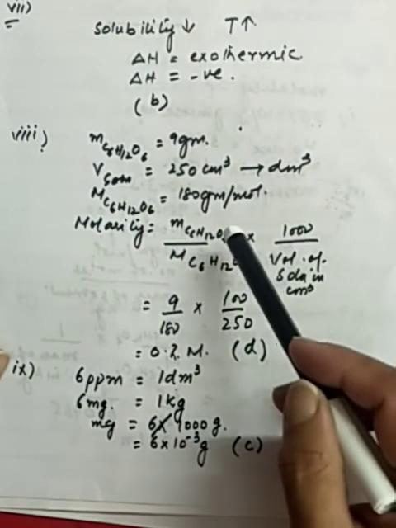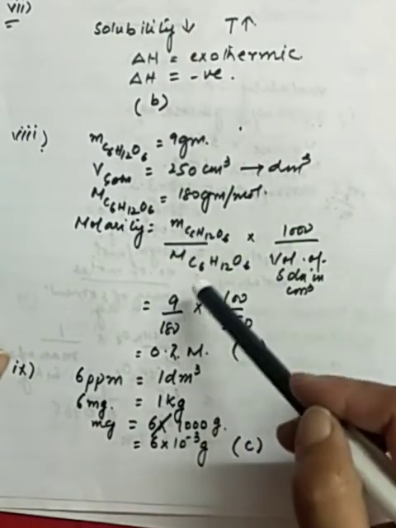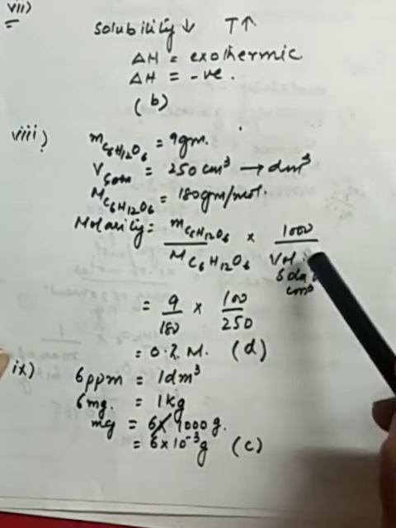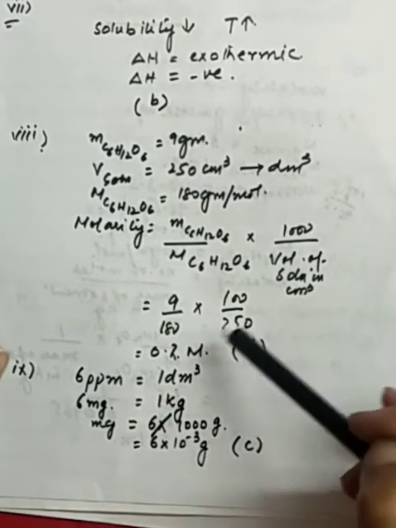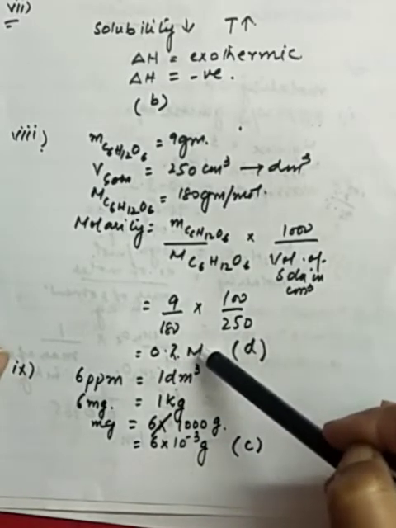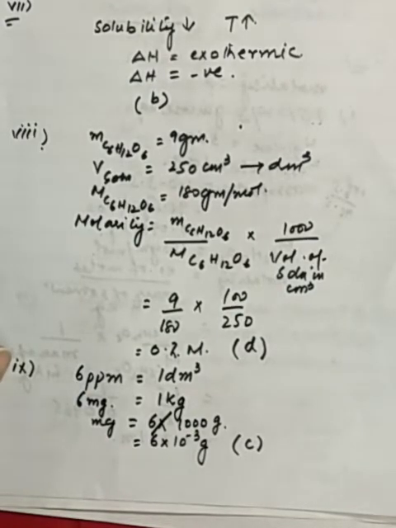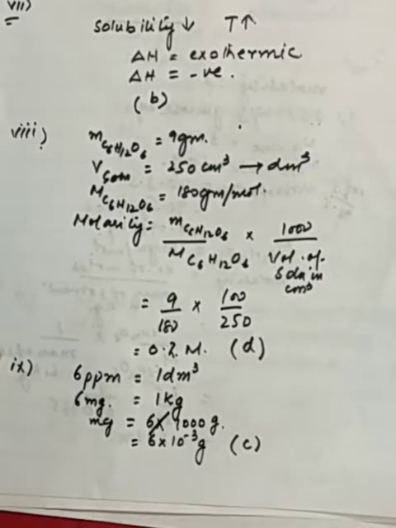By putting the value of the mass of glucose, that is 9, divided by the molar mass of glucose, that is 180, multiplied by 1000, divided by the volume of the solution, that is 250, it will be equal to 0.2 molar. Now boys, look at the options. Option A is 0.25, option B is 0.2 molar, and option C is 0.5 molar. Boys, our answer is 0.2 molar. Here option B is 0.2 molar. So none of these, we mark option D, that is none of these options.